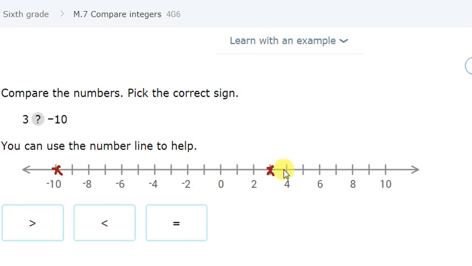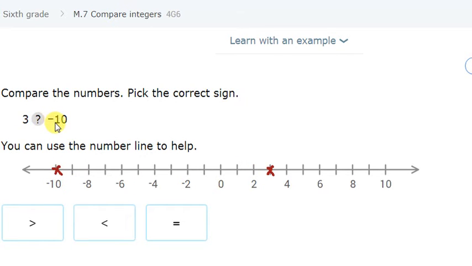So now you can see that -10 is on the left side of 0. That means -10 is smaller, because we have learned that all the numbers on the left side of a number are smaller than the number. So all these numbers are smaller than 3.